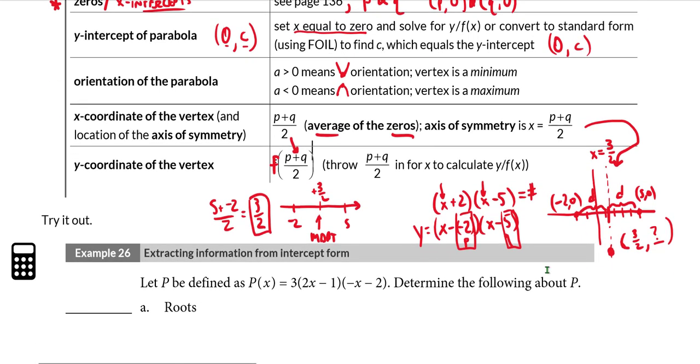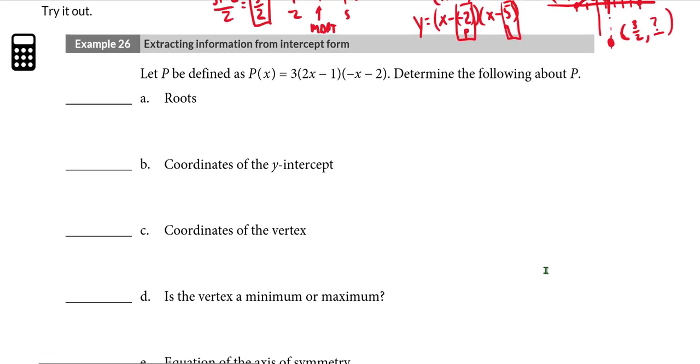Let's take a look at number 26. We're going to go through a few examples here. If you want to try 26 on your own, you can pause the video. However, I do want to point out that this is that situation where we actually don't have pure intercept form.